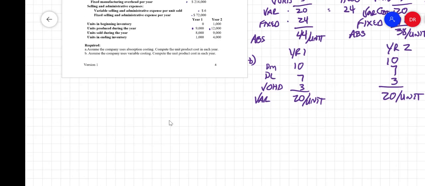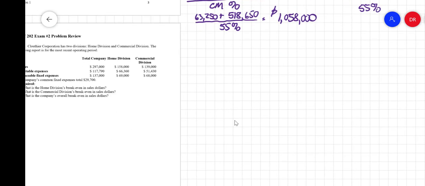All right, go back over here to number 9. Okay, here we are at number 9, and in this problem, they have a segmented income statement, and they're asking us to calculate break-even in sales dollars for all three: the total company, home division, and commercial division. So when we're looking at the segments, we're only going to look at traceable fixed expenses in the break-even analysis.